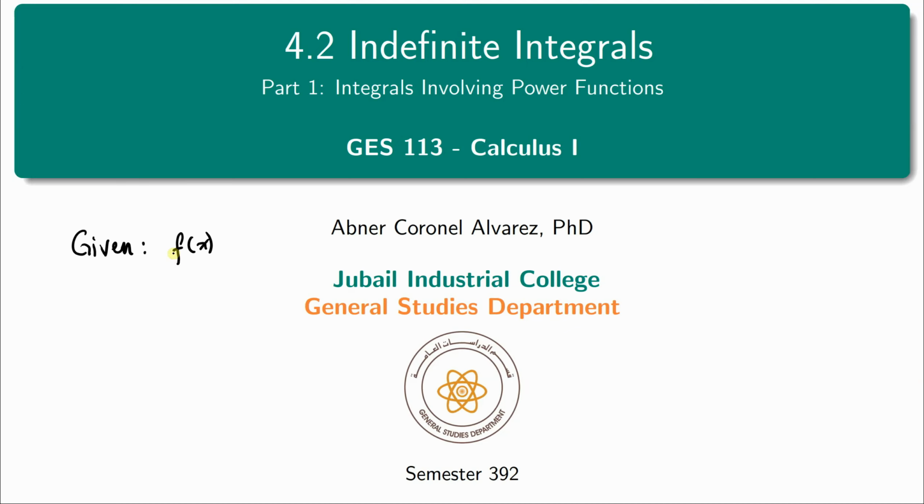Suppose we have a function f of x and we are asked to find another function, big letter F of x, such that the first derivative of this function will be the given function, small letter f of x. How are we going to do this?